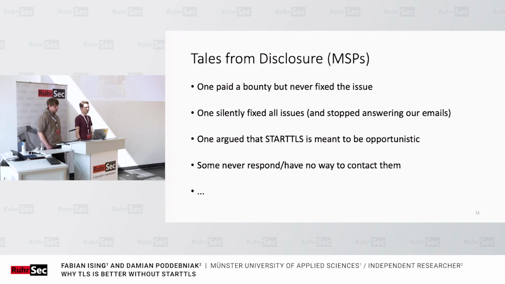While scanning and reporting to the bigger mail service providers, we had some interesting experiences. One of them paid a bounty, but never fixed the issue. One silently fixed all issues and stopped answering our emails. One argued that STARTTLS is really meant to be opportunistic and there was nothing to be done, even though we presented a real vulnerability to them that could be kind of bad. And some never responded or had really no way to contact them that would get us past the normal customer support. So that ties back to adding a security.txt, please.